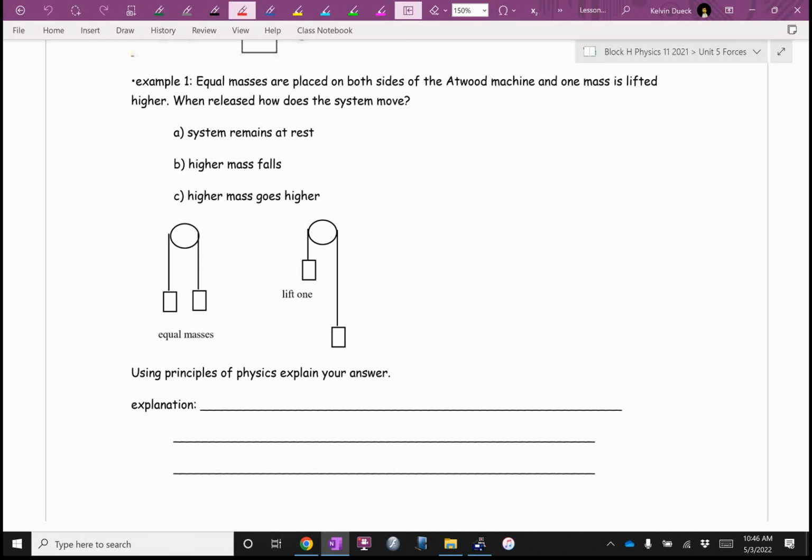Who says, Mr. Dewick, this is easy, nothing's going to happen, the system's going to remain at rest, A? I got one. I got two. Who says the higher mass is going to fall because of gravity? You started to, and then you looked around. Come on, have some conviction. Who says the higher mass goes higher? 5, 6, 7, 8, 9, 10, 11, 12, 13, 14.